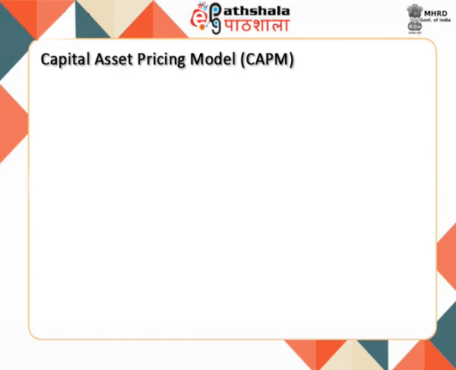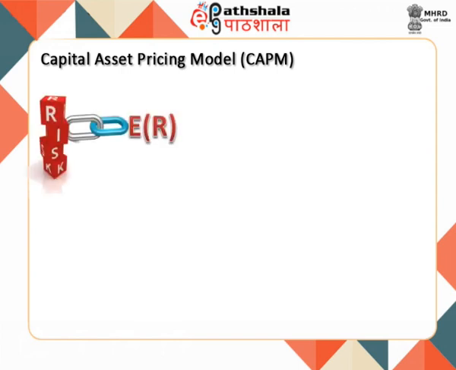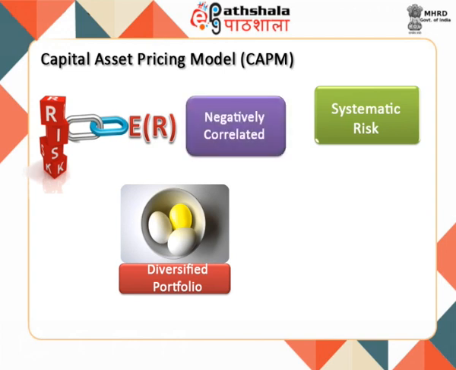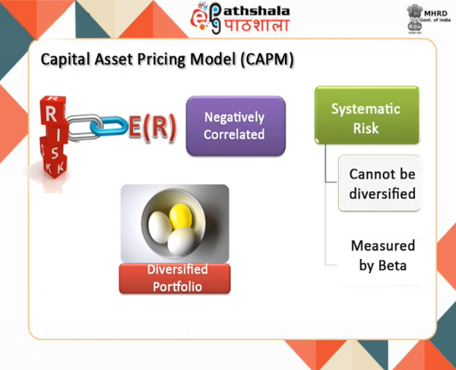The CAPM describes the relationship between risk and expected return on a security. It assumes that the investors hold a diversified portfolio which eliminates the unsystematic risk because return on investments in this portfolio is not in sync with each other. They are negatively correlated. They do not move in the same direction at the same time by the same amount. Therefore, the only risk which is left in the portfolio is the systematic risk, that is, market risk, which cannot be diversified and is measured by beta.